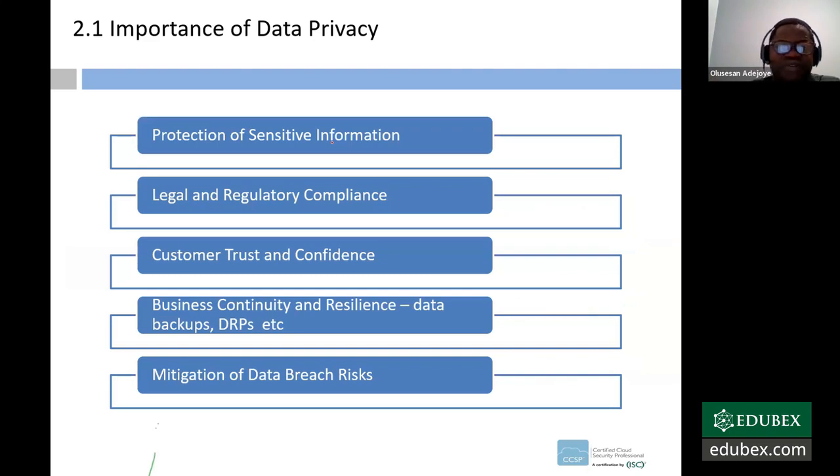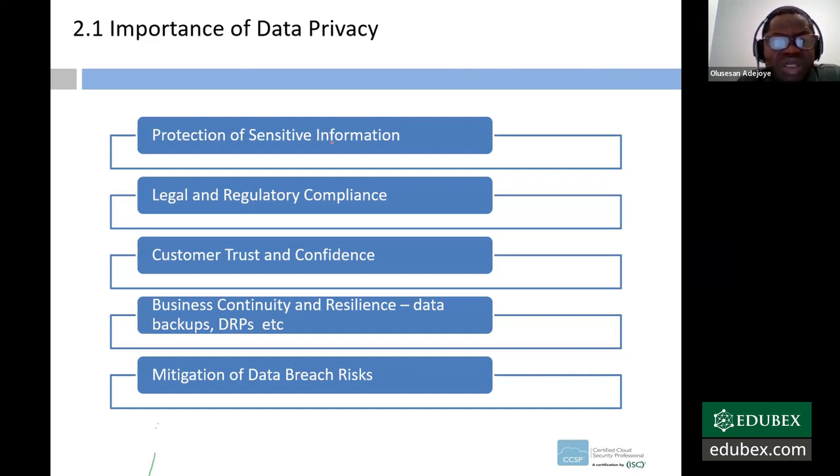Now that takes us to data privacy. By data privacy, we refer to the protection of personal identifiable information from unauthorized use, unauthorized access, and unauthorized modification. So part of the importance of data privacy is the protection of sensitive information. And when we talk about PII, personal identifiable information, this refers to information that could be used to identify a natural person. That information includes their name, their social security number, their phone number, their email address, their demography that you can use to identify them.